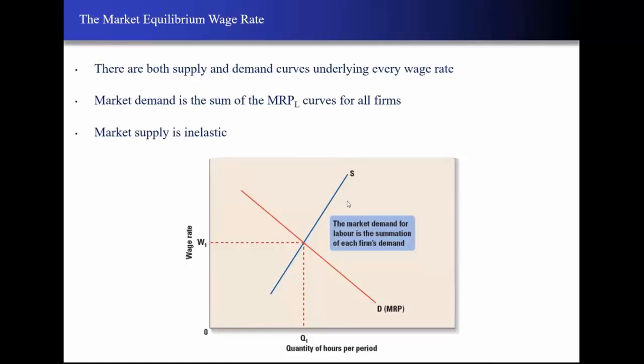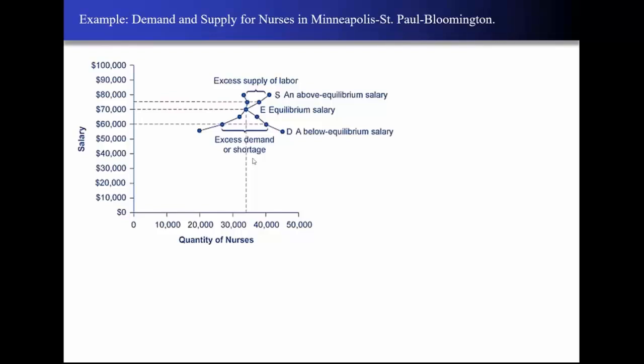This is just an example of an empirical paper that actually estimated the demand and supply curve. This was for nurses in Minneapolis in the U.S. As you can see, in the real world things are a little messy, right? They're not perfectly linear lines. The demand curve comes down like this and then goes like this, and the supply curve is generally upward sloping though. In this example, the equilibrium wage was $70,000 and about 34,000 nurses are hired. Any wage above that you would have an excess supply of labor, and any wage below $70,000, you would have excess demand or shortage.